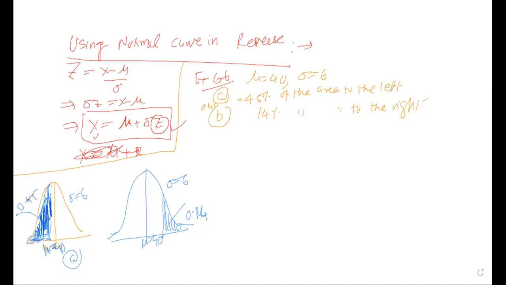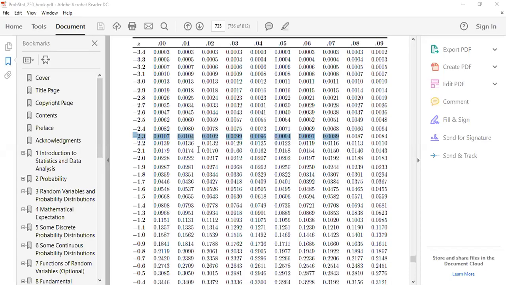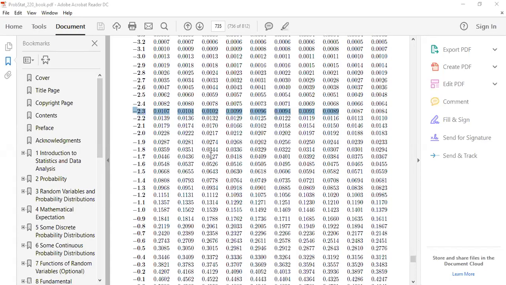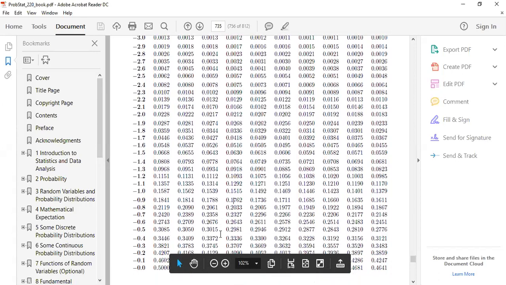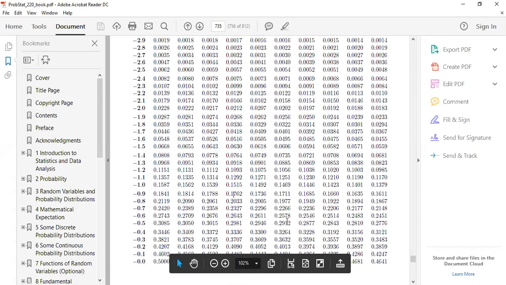Because this is the area provided to you, 0.45. Let me go back and try to figure it out. Let me stop this one. Again, I think I need to show you the screen, I mean to say the table. So 0.45, where can you find 0.45? Just look here. You need to find that one because that's the area, the probability, given to you.